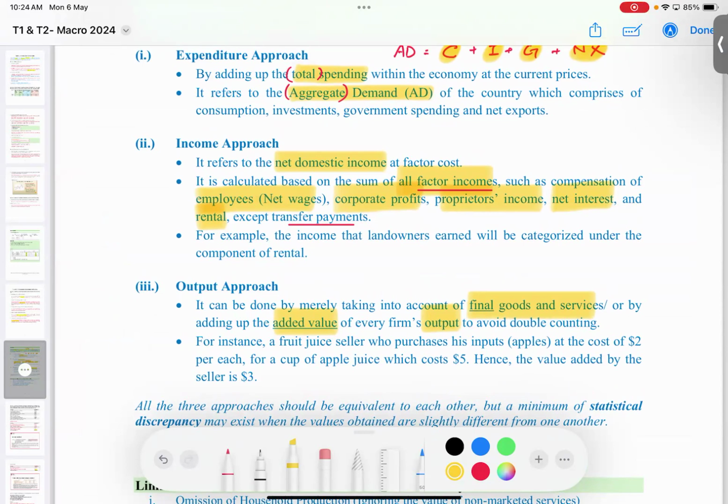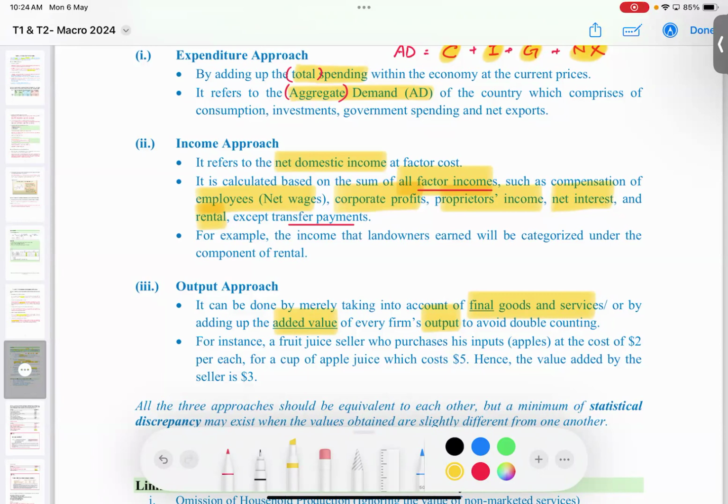Let's say they ask you to calculate the GDP, asking you to use one of the approaches. They didn't tell you which one. So you need to decide based on what kind of information has been given to you. For example, I give you a table. The table has consumption, investment, net exports. So you know that that is the expenditure approach.